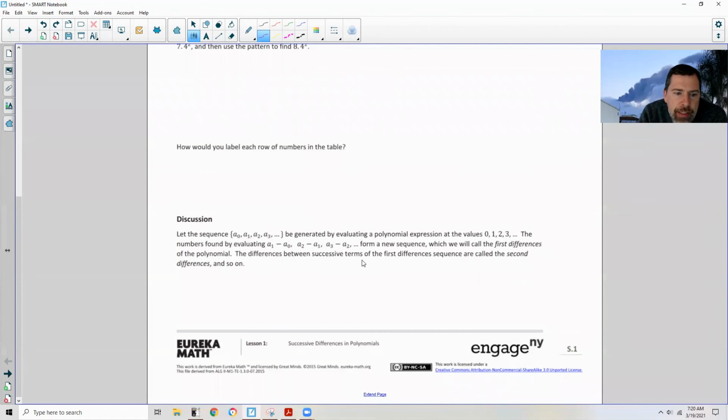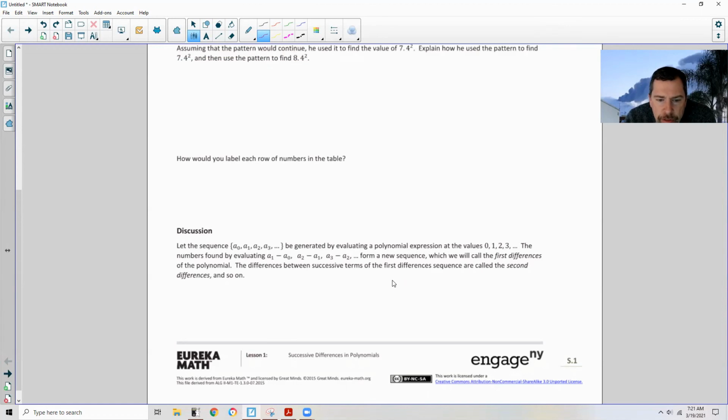Okay, so discussion, it says, let the sequence a sub 0, a sub 1, a sub 2, a sub 3, continuing forever, be generated by evaluating a polynomial expression at the values of 0, 1, 2, 3, and continuing on forever. The numbers found by evaluating a sub 1 minus a sub naught, a sub 2 minus a sub 1, and a sub 3 minus a sub 2, and continuing in this fashion form a new sequence, which we will call the first differences of the polynomial.